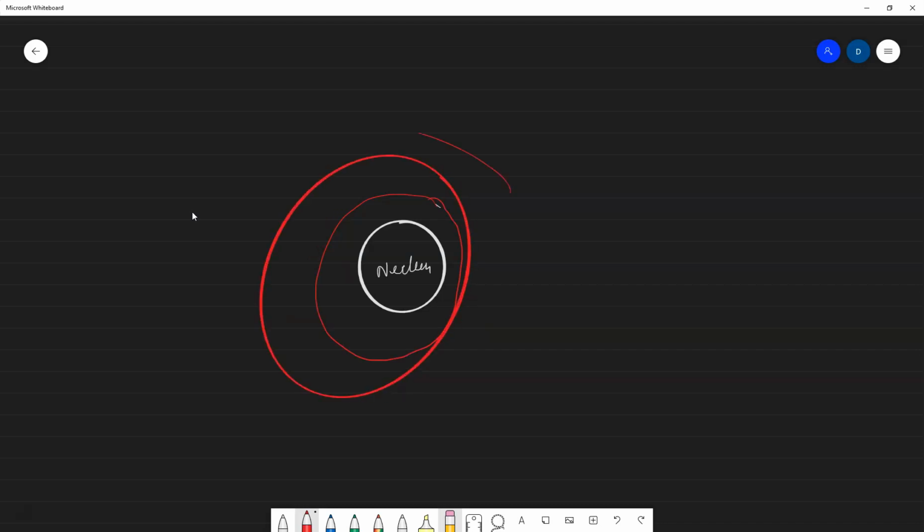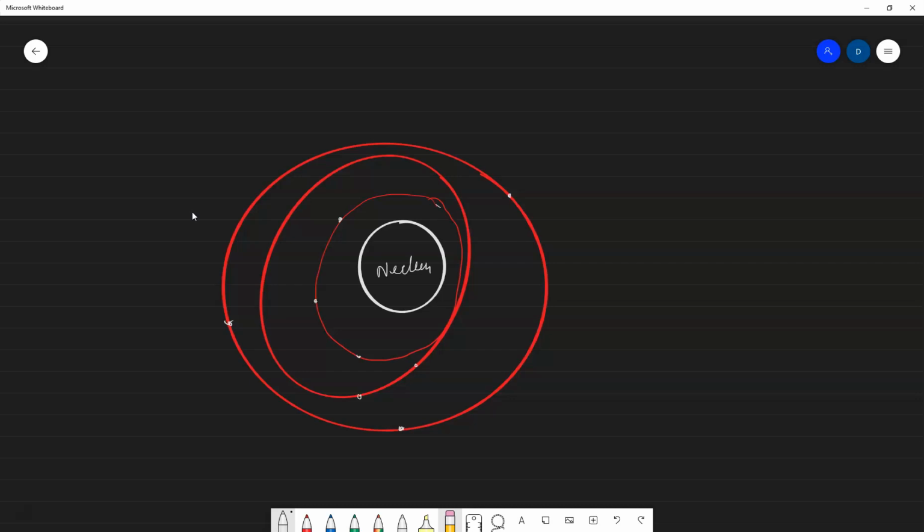In GCSE you were told that in every atom there is a nucleus, and surrounding this the electrons will be going around this nucleus. So it means the electrons are going in a circle. You even use this word circle. So in GCSE you say that electrons are going around the nucleus in a circle.